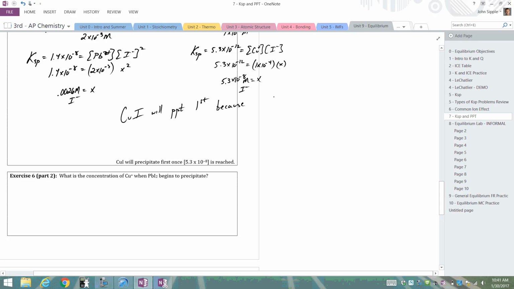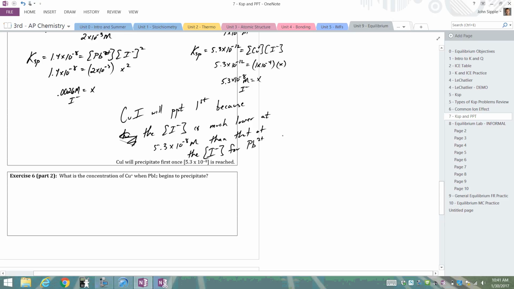Let's say here, just to be a little more complete, copper iodide will precipitate out first because the concentration of iodide is much lower, at 5.3 times 10 to the minus 8 molar, than that of the iodide concentration for lead plus.